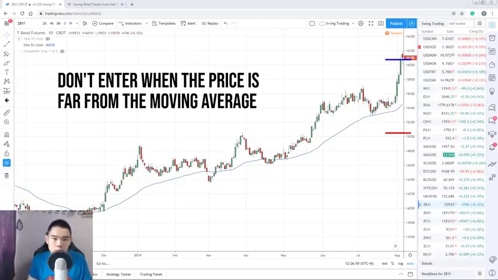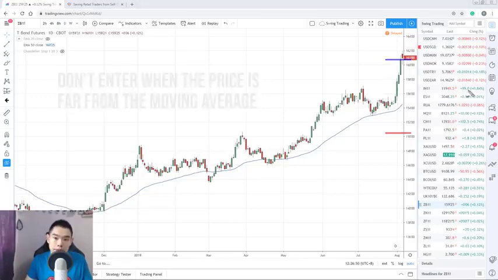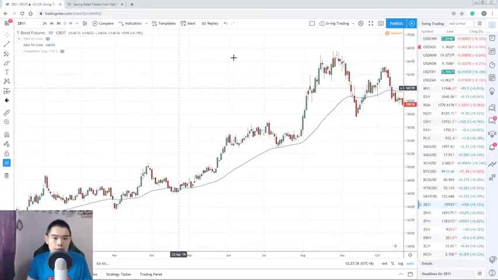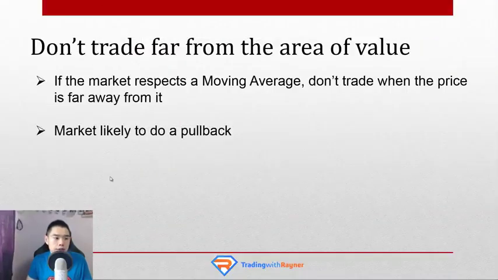So that's why you don't want to be buying when the price is far away from the moving average, because more often than not, you will get stopped out on the pullback. Okay, so that's the first thing that I want to share with you. Okay. And also, when the price is far away from the area of value, the market is likely to do a pullback. So this is the first tip that I have for you, right? Don't trade when the price is far away from the area of value. And this can be a moving average, trend line, etc.